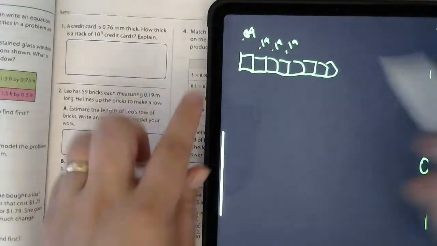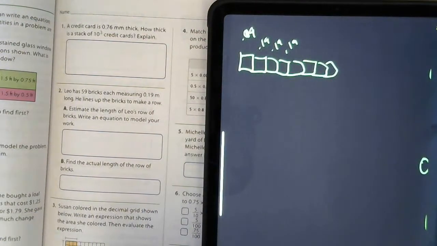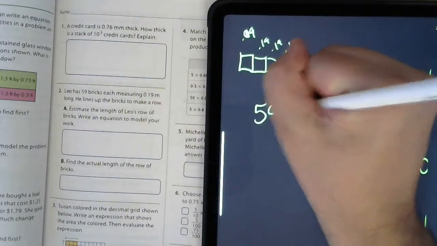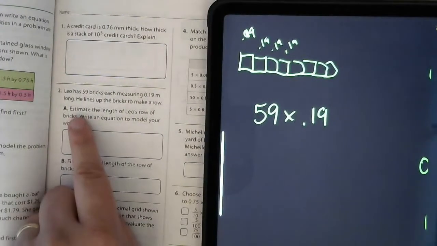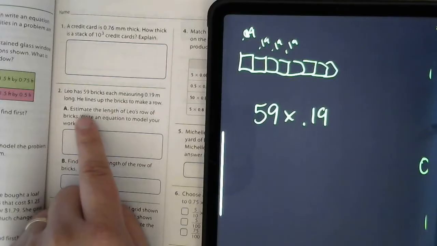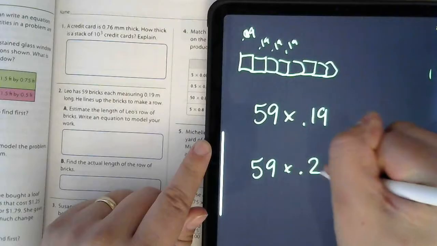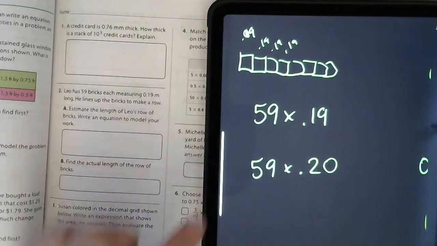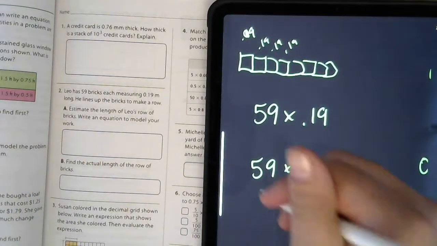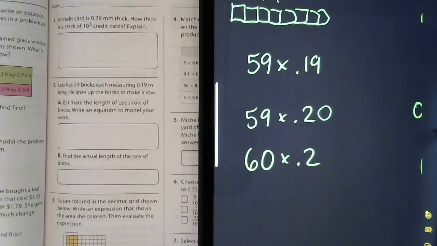So I could do repeat addition, 19 hundredths, 19 hundredths, 19 hundredths. Or, because we know that we're just doing repeat addition, we could also multiply. That's 59 times 19 hundredths. But letter A is very clear. It says estimate. So I'm not going to use 19 hundredths. I'm going to round that. And I'm going to say that's about 2/10 or 20 hundredths. Right? I'm going to also round 59 and maybe bump that up to 60. So now I have 60 times 2/10.